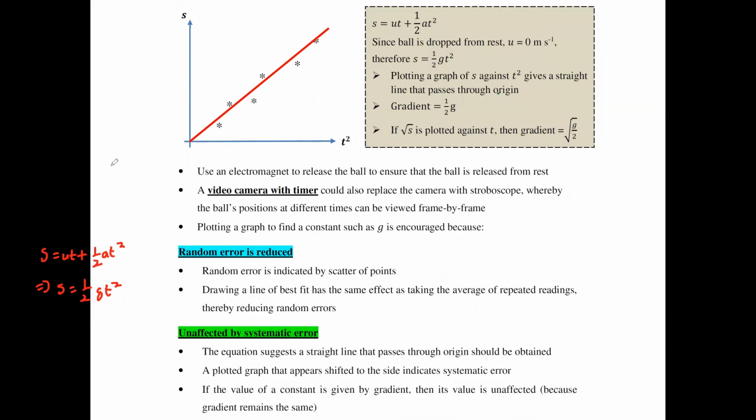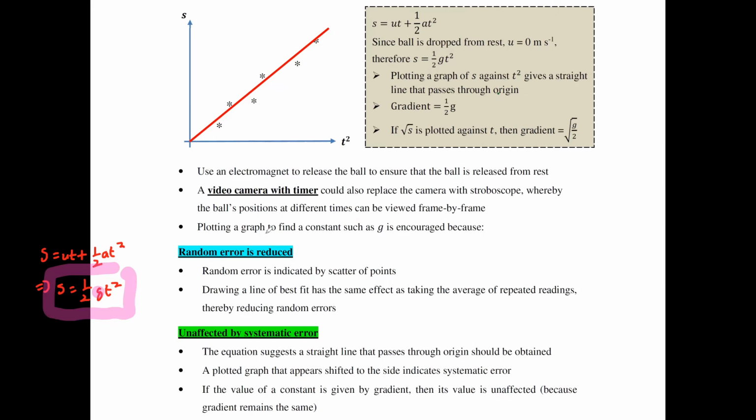When finding the value of a constant like g, it is often better to find a few different sets of values and then plot a graph so that the constant can be found from the gradient, as opposed to just finding a single set of values and then substituting them into an equation to find the constant. This is because of the two types of errors that we've learned in an earlier chapter.